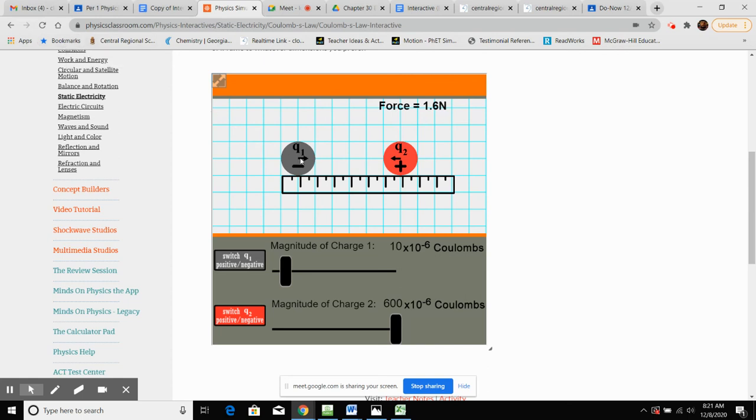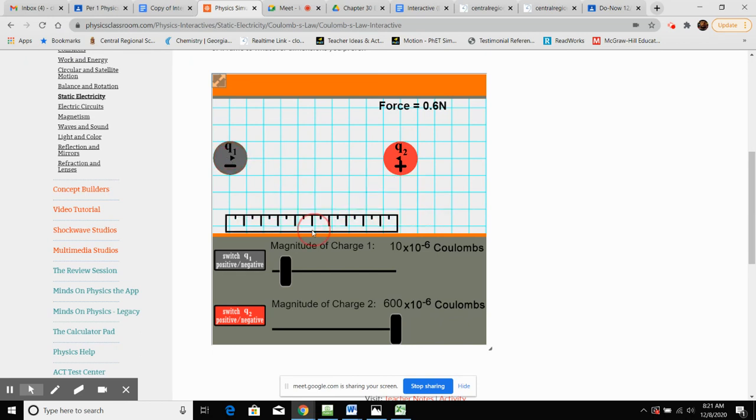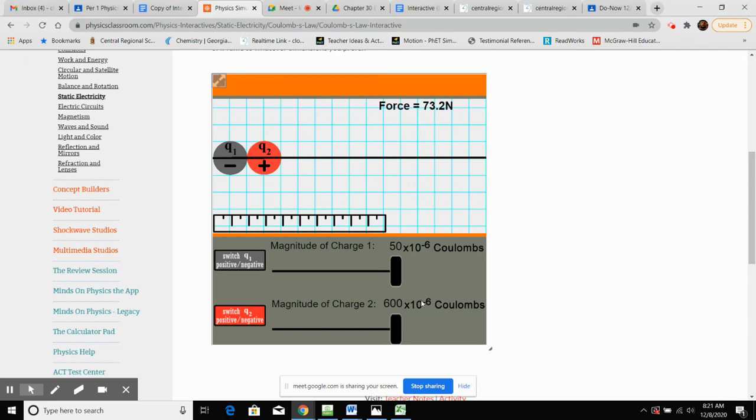All right, so let's put this guy here. Whoa, wicked large. I'm going to just throw this one up to 50, and I'm going to leave this one at 600.